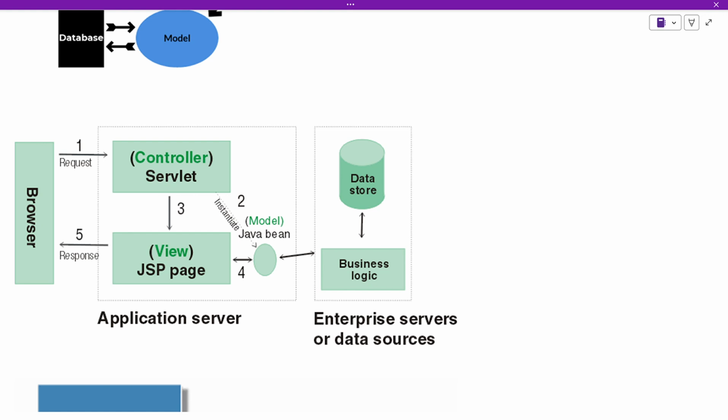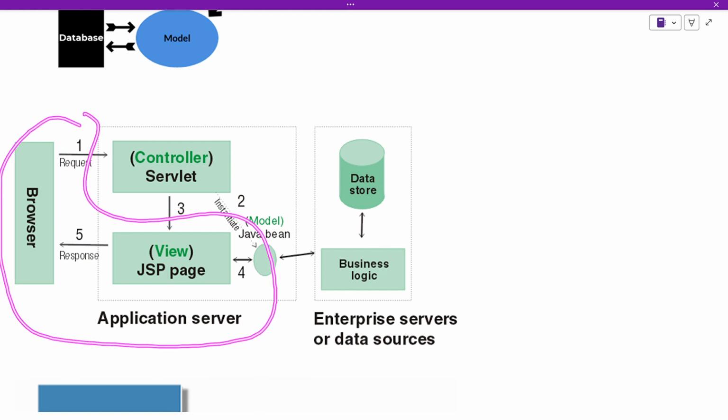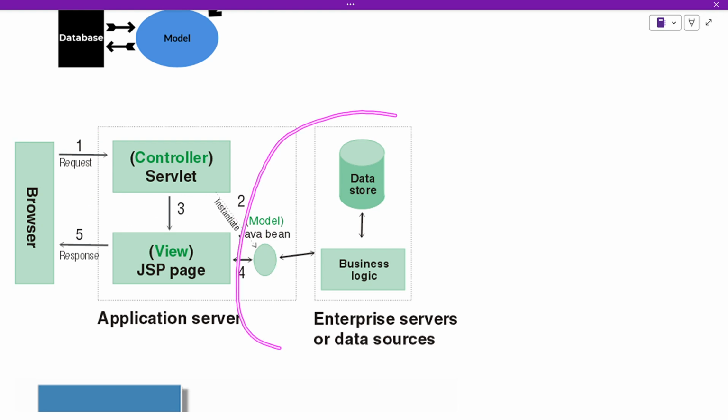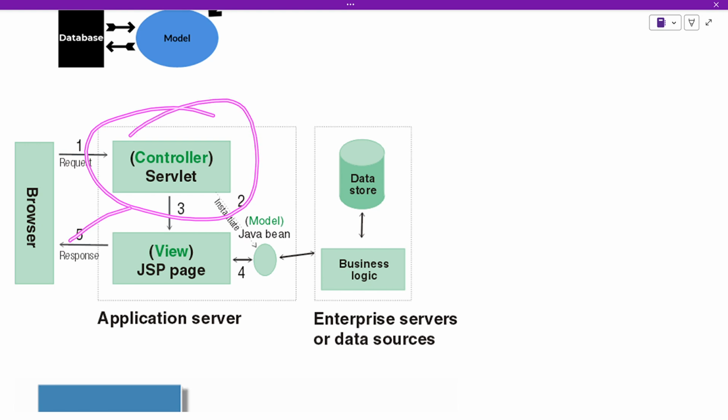So it makes it very tightly coupled. So in this case we have literally decoupled all these things, right? All the browser interactions are going to be managed by the view, and all the database interactions are going to be managed by this model, and the servlet is going to control all of these interactions.